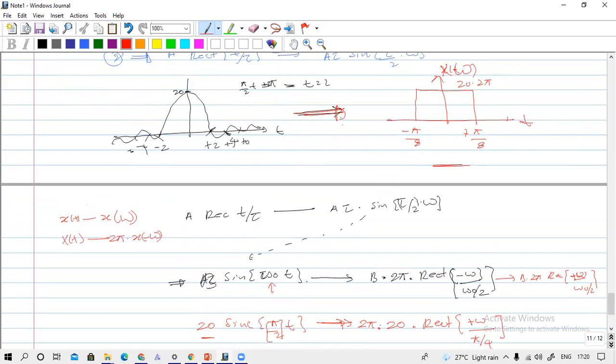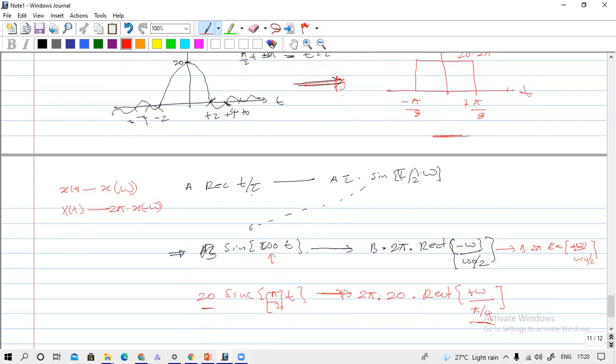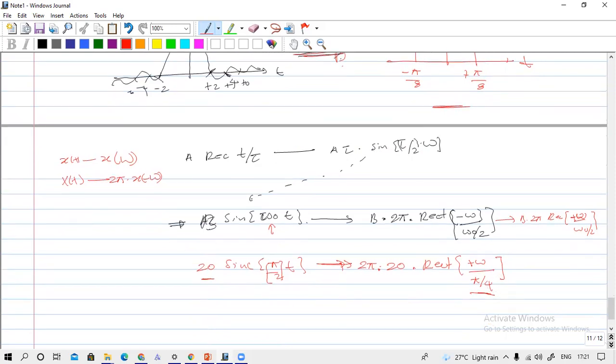Did I do any mistake here? Here tau is there. Instead of tau, we have tau by 2. Sorry, I have done a mistake here. So instead of tau, we have tau by 2. So instead of omega naught by 2, we should have omega naught.